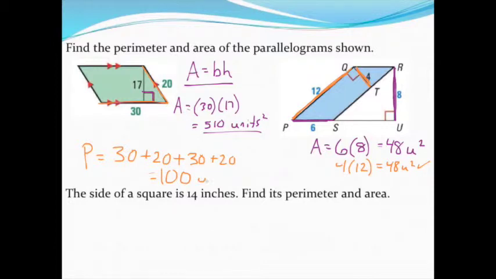And in perimeter, your units are just feet or centimeters or inches, nothing squared. Once again, in this case, as we don't have a label, we'll just say units.